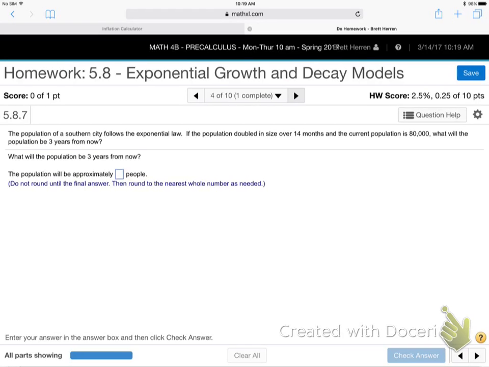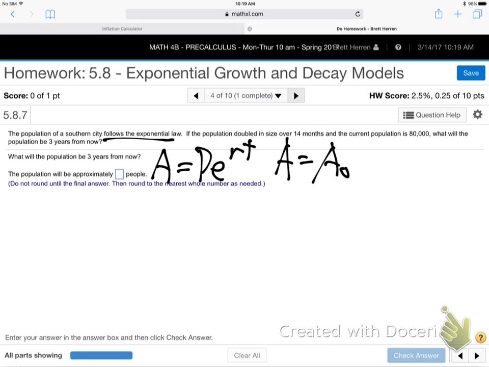All right. The population of a southern city follows the exponential law. When they say that it follows the exponential law, they mean you can use the PERT formula. They mean it's growing like continuous compounding, like money does with continuous compounding. That's the formula for exponential growth, basically. The book will say A equals A0 e to the kt, same thing. It doesn't matter. As long as you've got an E and the T's in the power zone, it's the same thing.